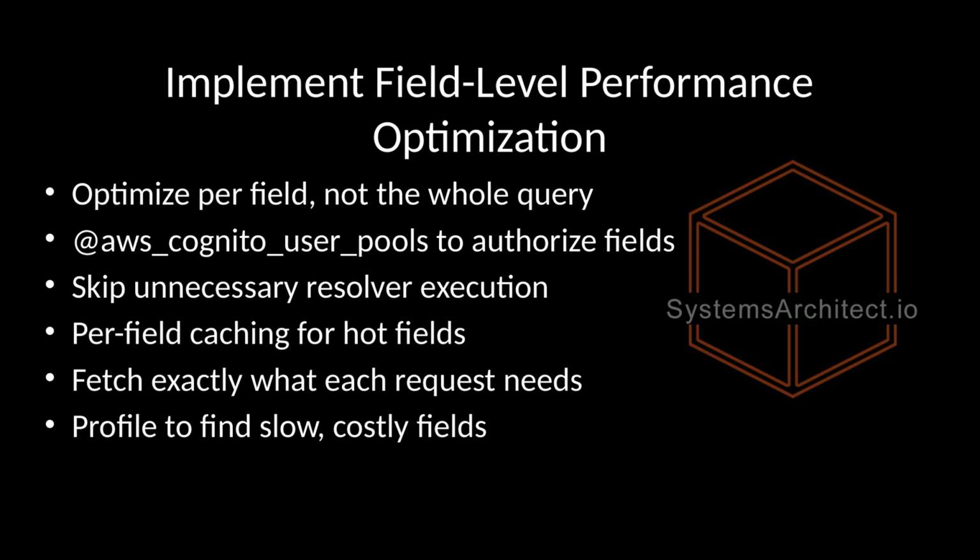10. Implement field-level performance optimization. Not every field is equal, and AppSync lets you optimize at the field level rather than treating the whole query as one block. Use directives like @aws_cognito_user_pools to authorize individual fields, so expensive or sensitive resolvers only run for clients that are allowed to see them. Combine this with per-field caching so hot fields are served instantly while volatile ones stay fresh. The goal is to fetch exactly what each request needs and nothing more.